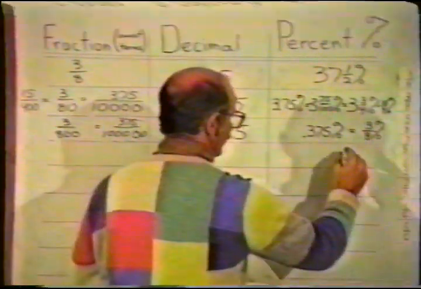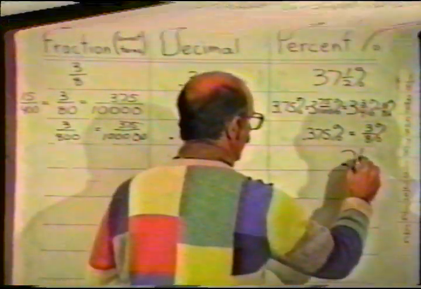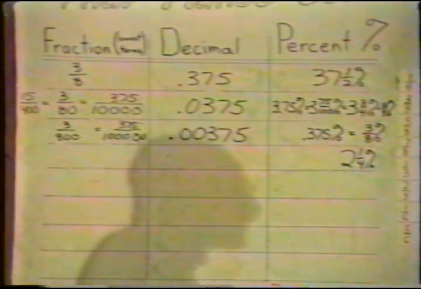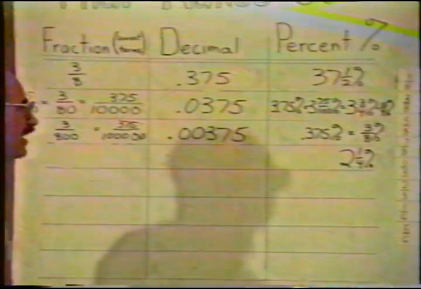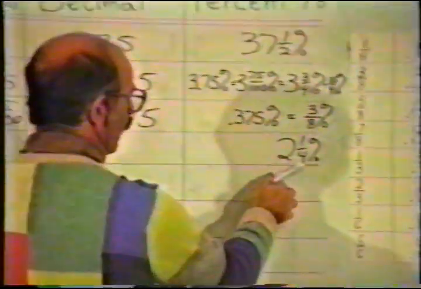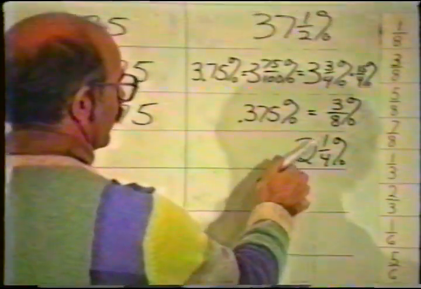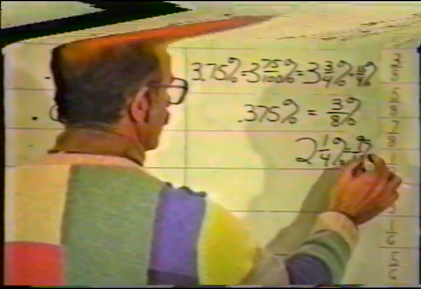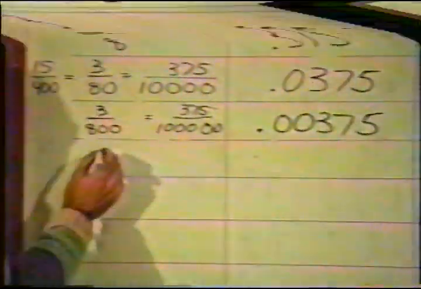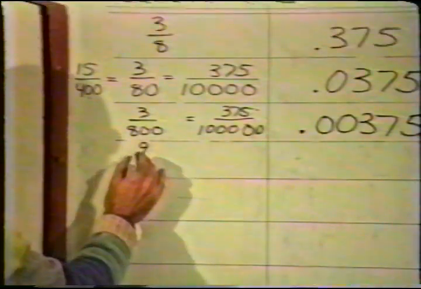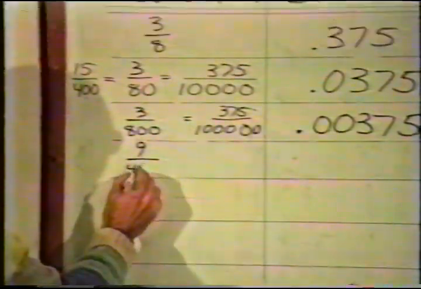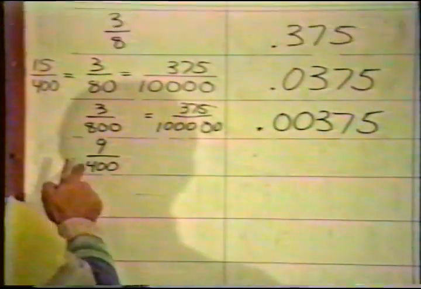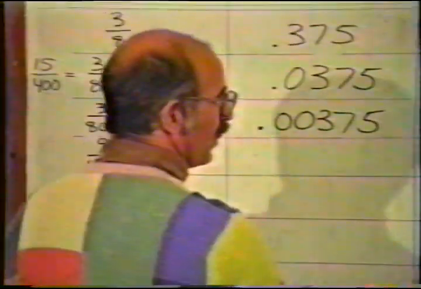Here we go again. 2 1/4%. Let's change that right away to a fraction by using our special trick. 4 times 2 is? 8. Plus 1 is? 9. 9/4% as a fraction will equal what? 9 over 400.